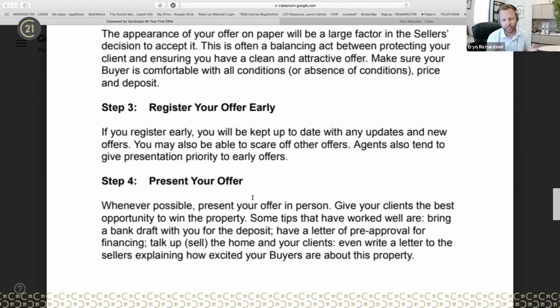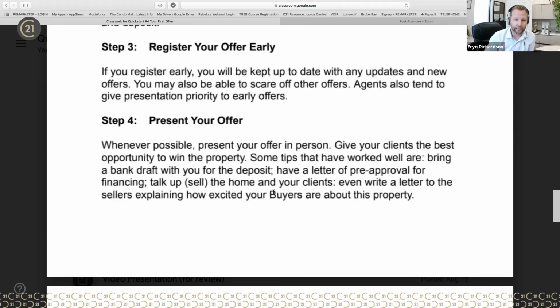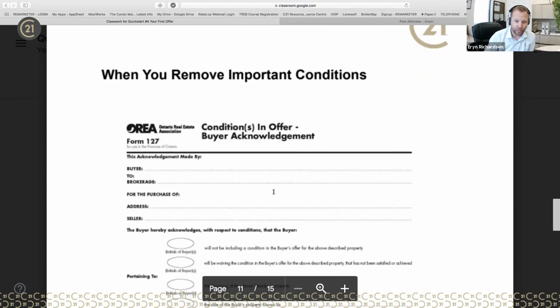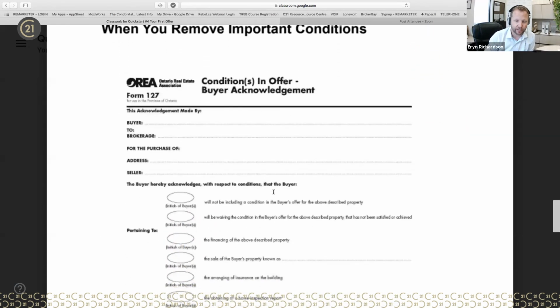And you can almost, as a good agent these days, as a listing agent, you can smell it a mile away. You just see the person, the way that they presented the offer, and the unprofessionalism and the lack of deposit, or lack of this, lack of that. So they will go with your offer if you do it correctly. When you do remove those conditions, again, Form 127, get it a jail-free card.